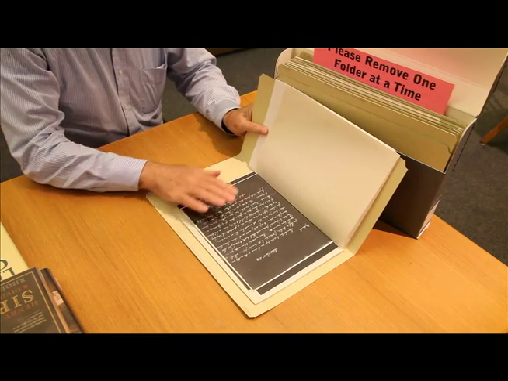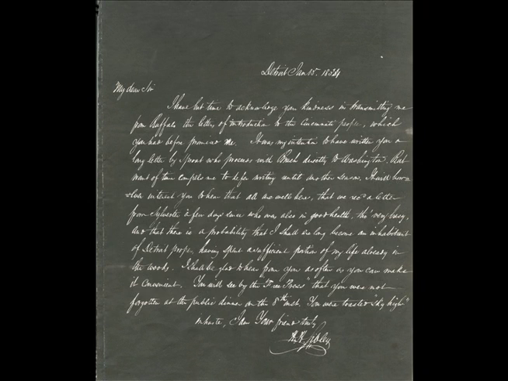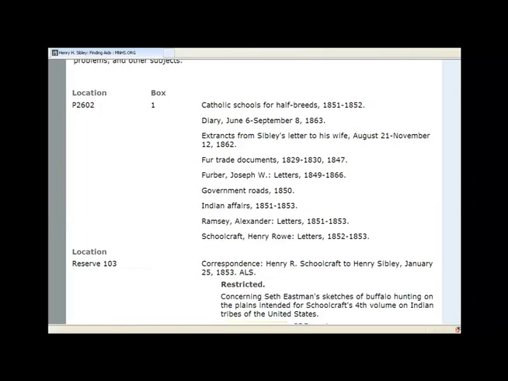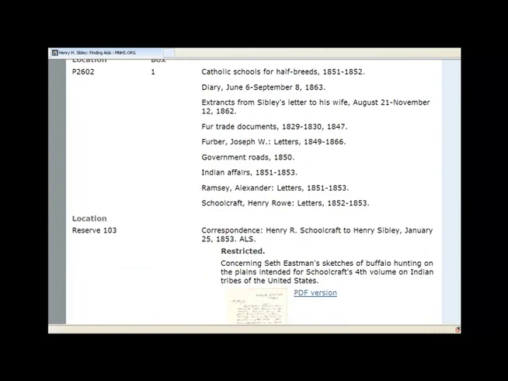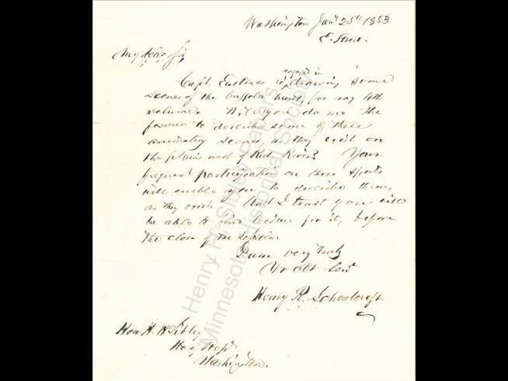Thus, this letter from Sibley to Lucius Lyon, even though it is a photostatic copy of an original document, is a primary source. So are letters, diaries, and other accounts by persons who lived in the same time and wrote to or about Sibley, like this digitized version of a letter from Henry Schoolcraft to Sibley.